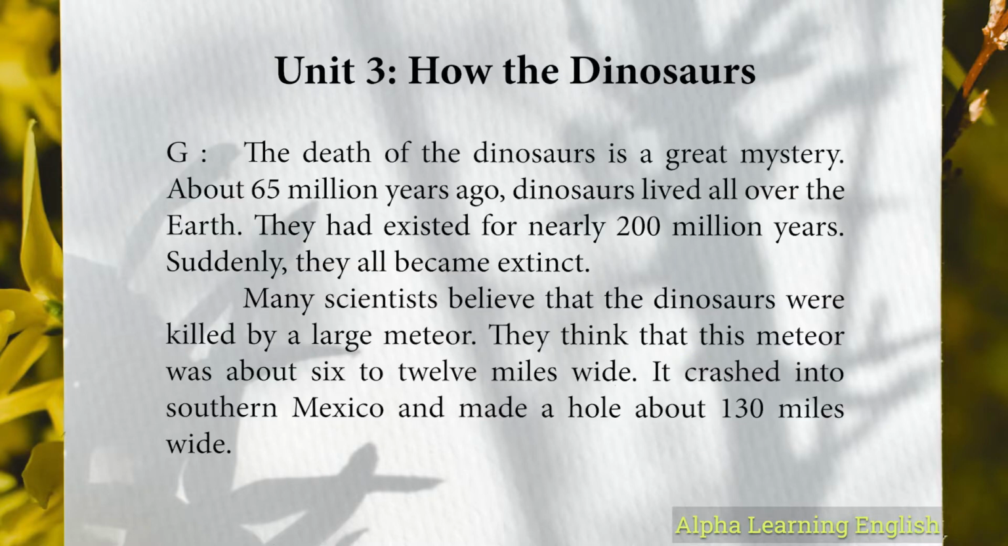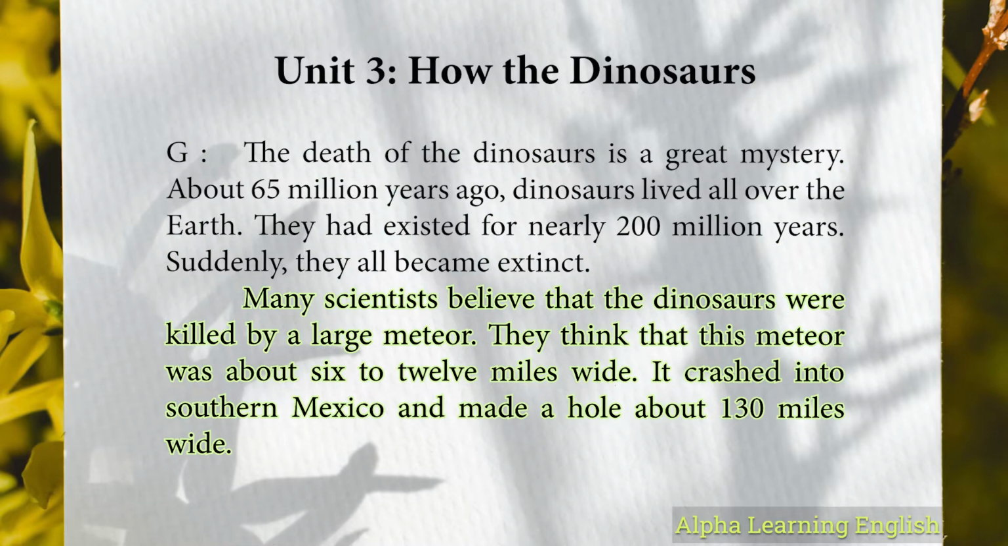Unit 3. How the Dinosaurs Disappeared. The death of the dinosaurs is a great mystery. About 65 million years ago, dinosaurs lived all over the earth. They had existed for nearly 200 million years. Suddenly, they all became extinct.